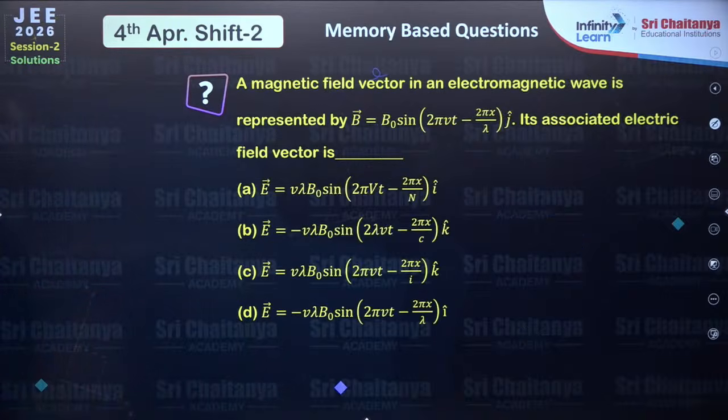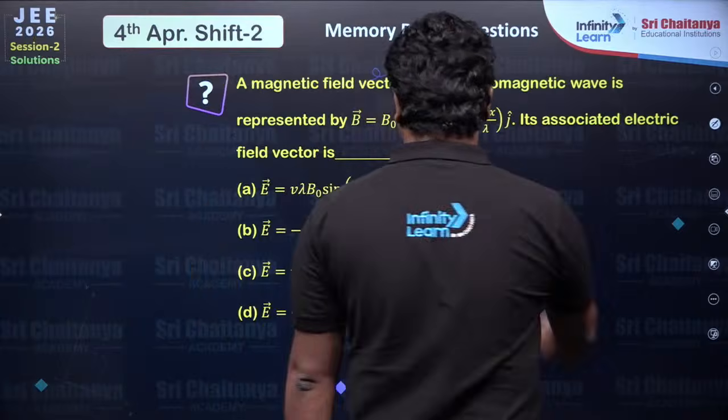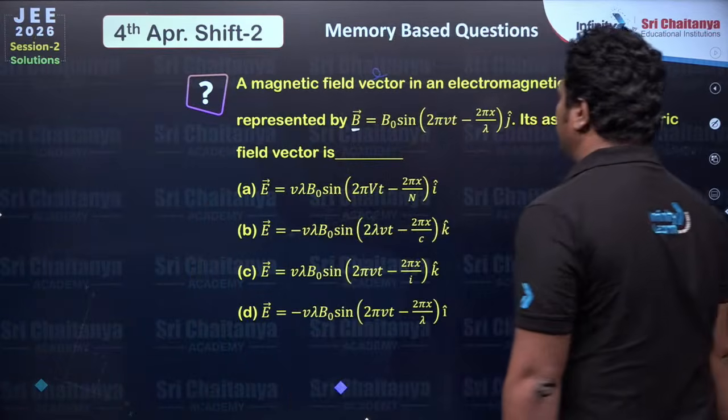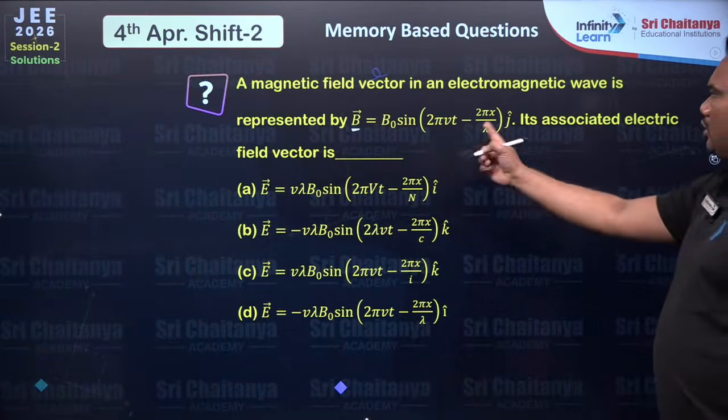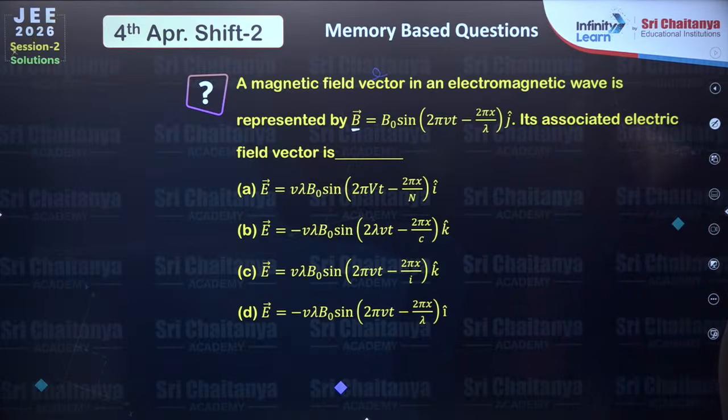So next question is also from electromagnetic waves. The magnetic field vector in an electromagnetic wave is represented by B is equal to B naught sine of omega t plus 2 pi x, in the k direction. Its associated electric field vector is... So very regular question from regular solving. B is given and we have to find the value of E.